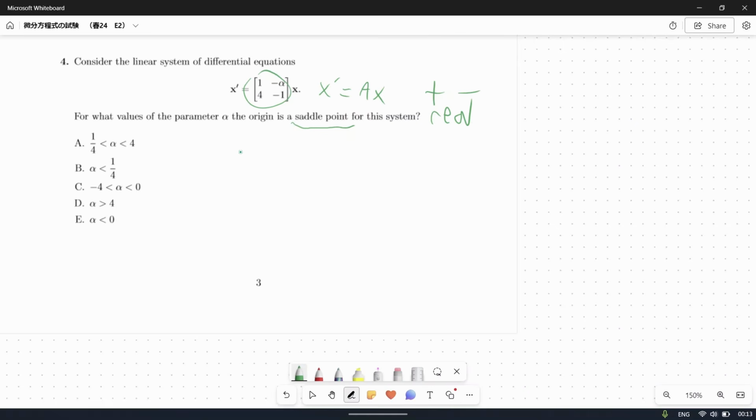So you take the determinant of A minus lambda I and set that equal to 0, where this lambda I is the identity matrix times lambda. So negative lambda, and negative lambda diagonally like this. So what that ends up looking like, the determinant, is you'd have 1 minus lambda, negative alpha, 4, and negative 1 minus lambda equal to 0.